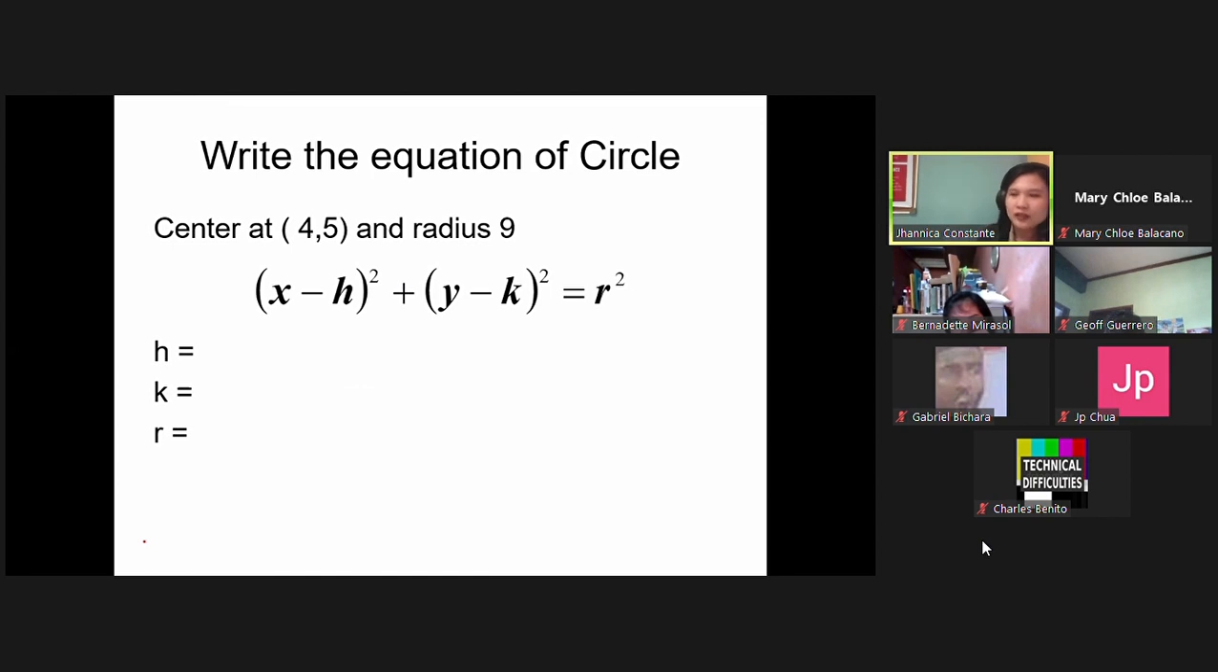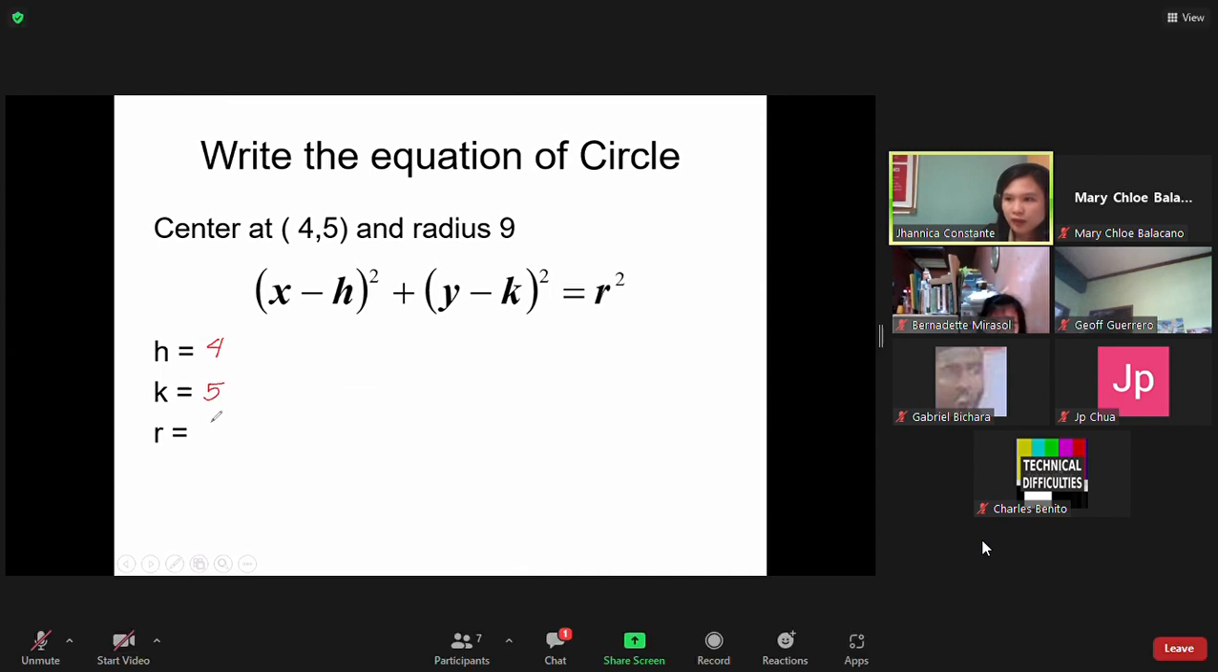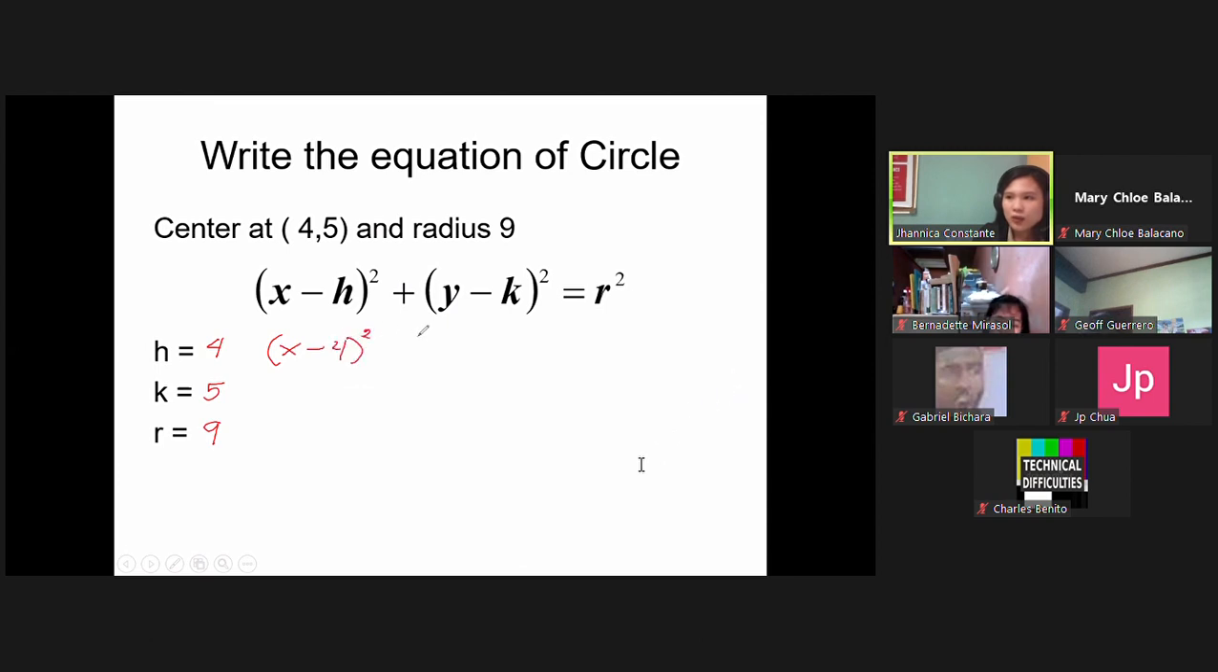For example, we have the center of our circle at the point (4, 5) and the radius, which is 9. We need to write the equation of our circle, given that we have the center and the radius. So h is 4, k is positive 5, our radius is 9. So substitute the given values of h, k, and r in the equation. So (x - 4)^2 + (y - 5)^2 = 9^2.